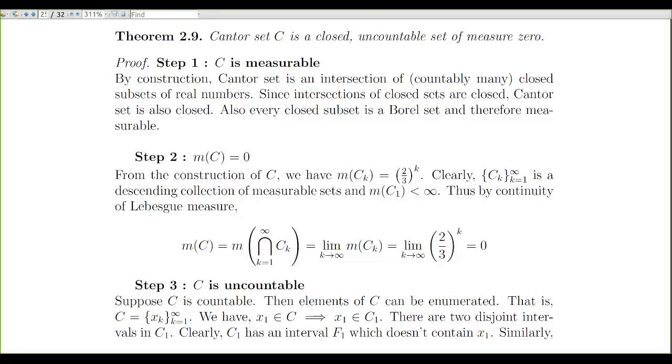So this is important for the continuity of Lebesgue measure for a descending chain of measurable sets. So by continuity, we can say that the measure of C is nothing but the measure of the countable intersection of the CKs. Since the CKs are a descending chain of measurable sets and C1 is of finite measure, this is nothing but the limit as k tends to infinity of the measure of CK. And the measure of CK is (2/3)^k, which will tend to 0 as k tends to infinity. Therefore, the Cantor set is of measure 0.